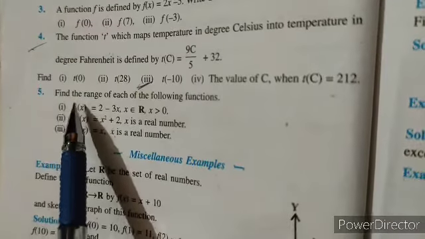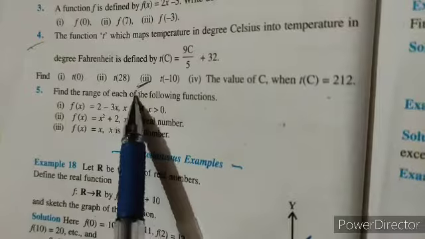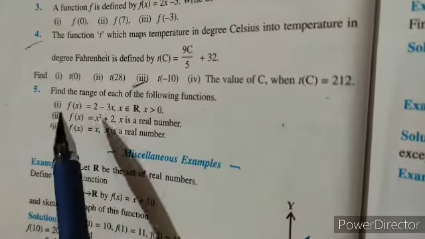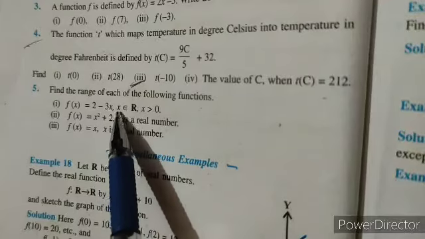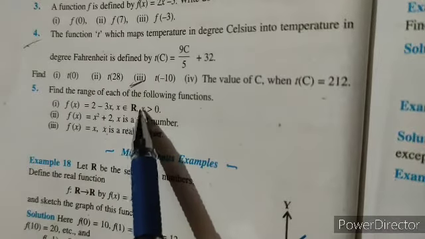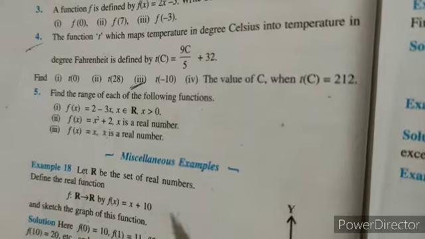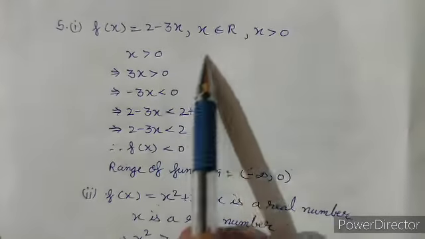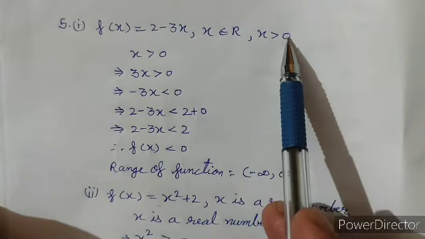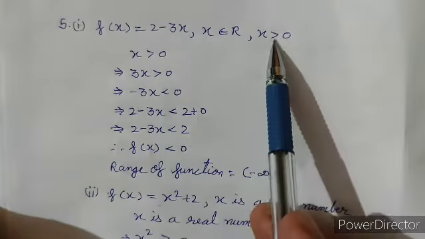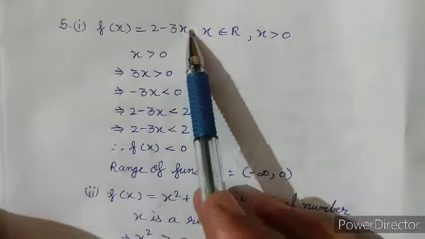In fifth question, we have to find the range of each of the following functions. Now first one is fx equal to 2 minus 3x, where x belongs to real numbers and x is greater than 0. Now here, as we see x is greater than 0, so using this, we will find out the value of 2 minus 3x.